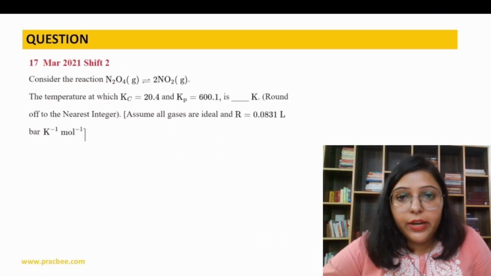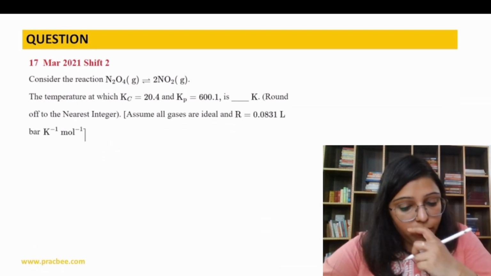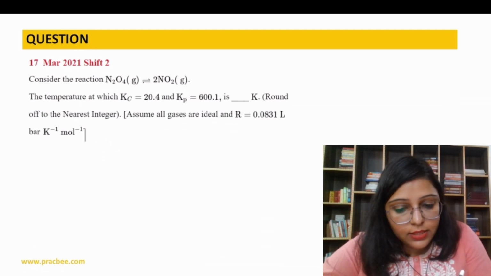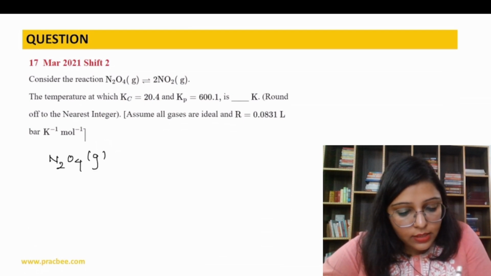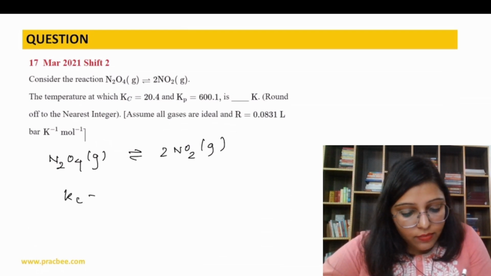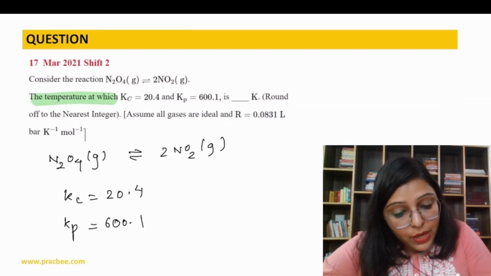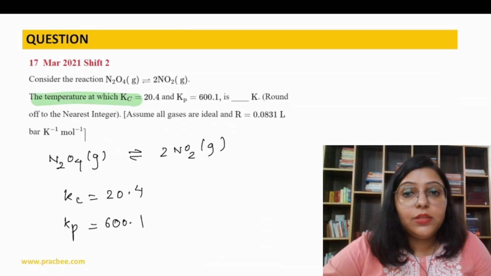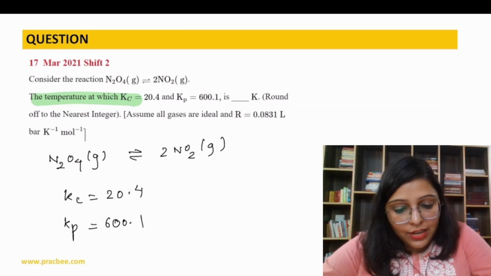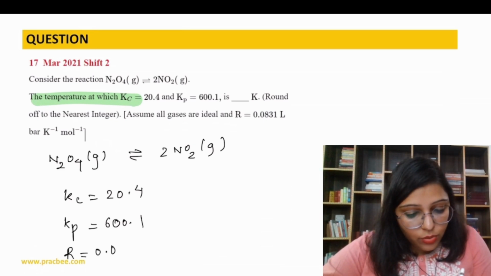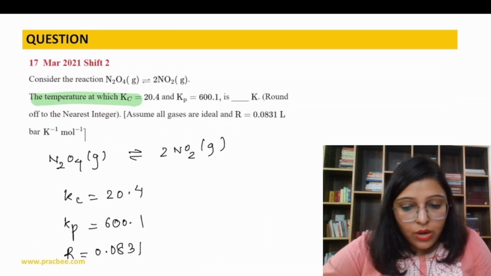Consider the reaction N2O4 gas gives 2NO2 gas. Kc is given 20.4 and Kp is given 600.1. You have to find out the temperature at which Kc and Kp are these. The value of R you have to take as 0.0831. So how to do this?